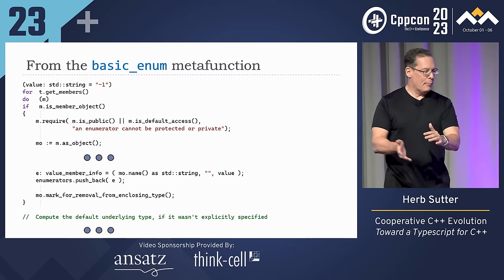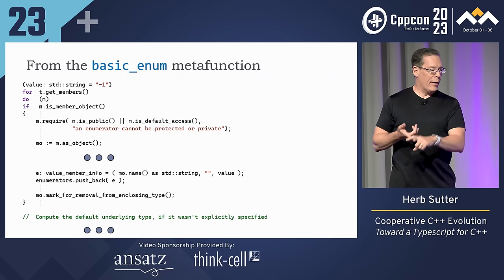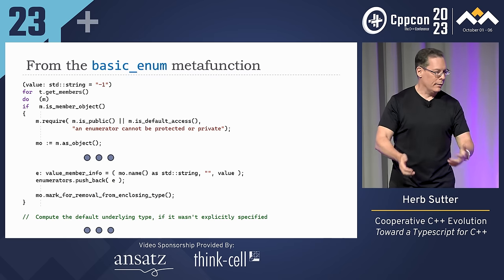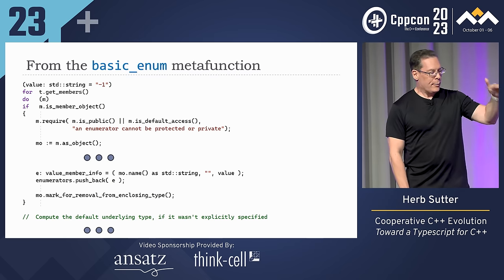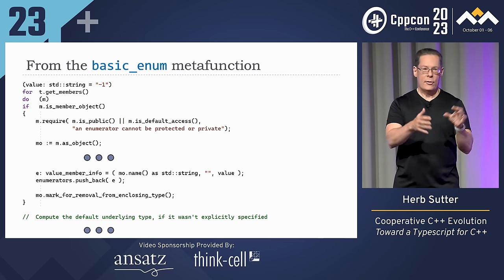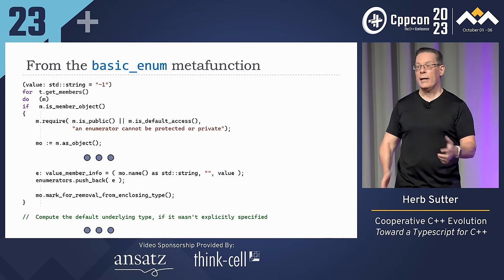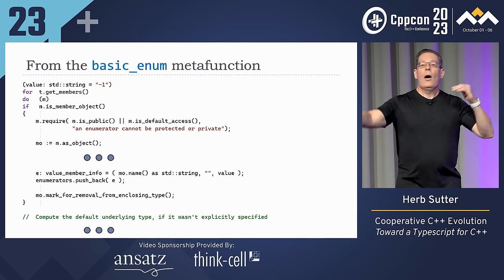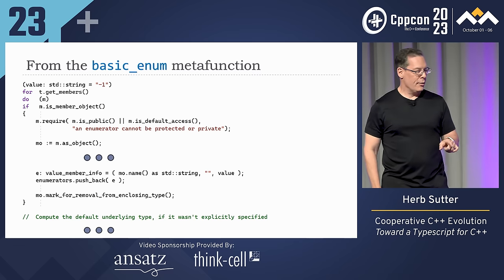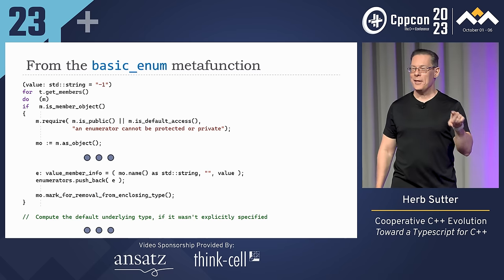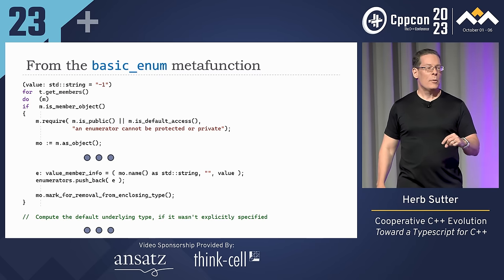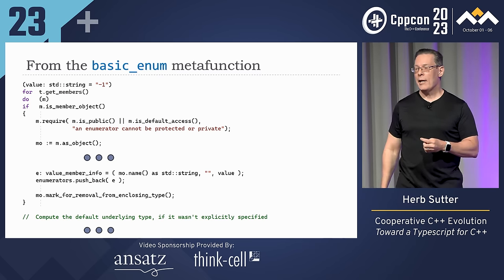So for each member M, if it's an object, require that it's public, or that it has default access. So we're going to make it public. It cannot be protected or private. And then I'm going to do some computation that I'm going to skip with those dots. And eventually I'm going to stick it into an ordinary vector of some housekeeping stuff. That's enumerators push_back, an ordinary vector of some strings. I've got its name, I've got its type, I've got its value as strings, and I'm just going to store that. And then notice near the bottom, mark for removal from enclosing type. Because I could just modify it more in place, but it's easier for me to just say, yes, thank you, you've told me what you want, and I'm going to take it out and put in what you actually asked for.